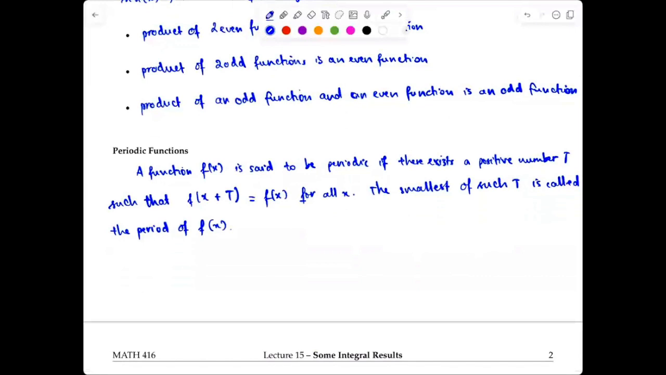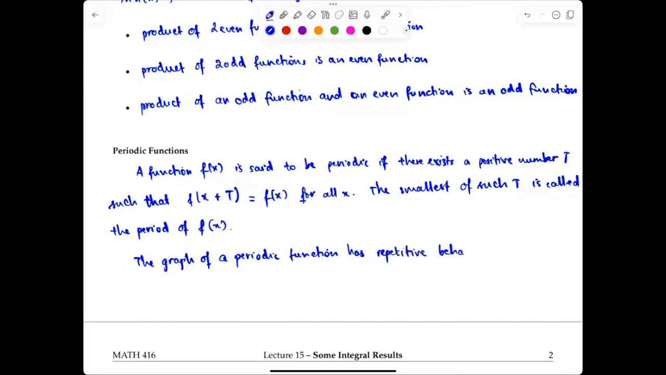And graphically, the periodic functions have repetitive behaviors. The graph of a periodic function has repetitive behaviors.